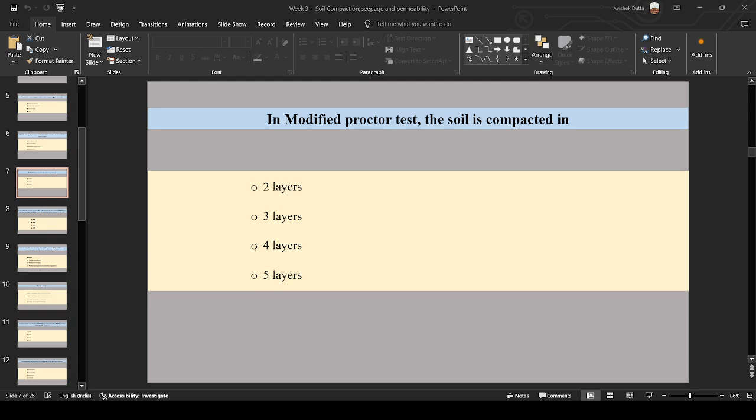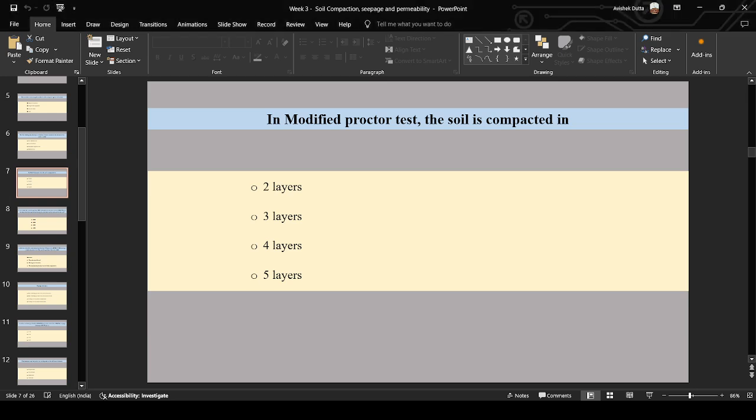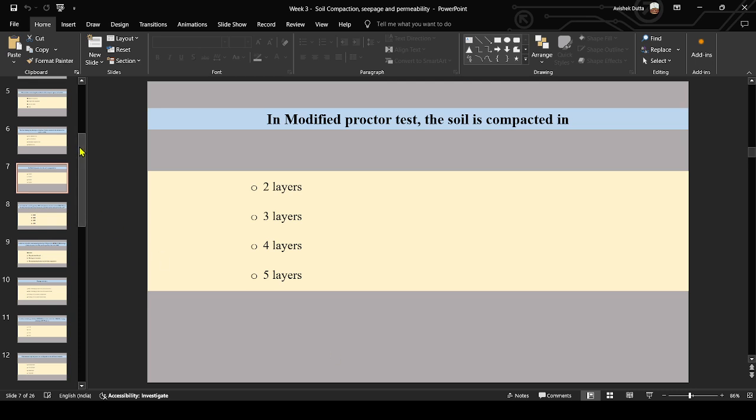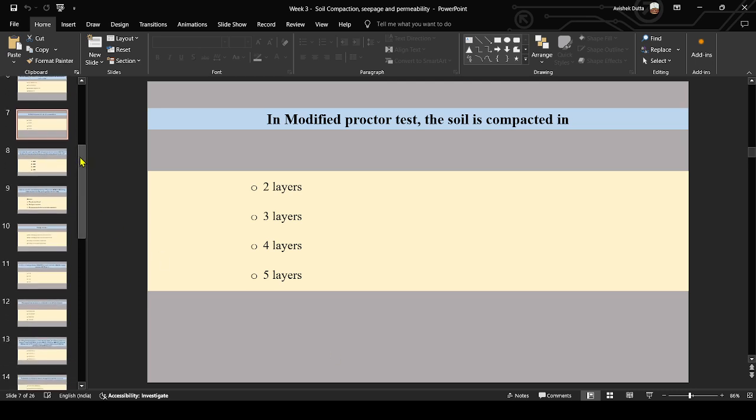I'll repeat the question. In modified Proctor test, the soil is compacted in, the options are 2 layers, 3 layers, 4 layers or 5 layers. I'll go to the next question.